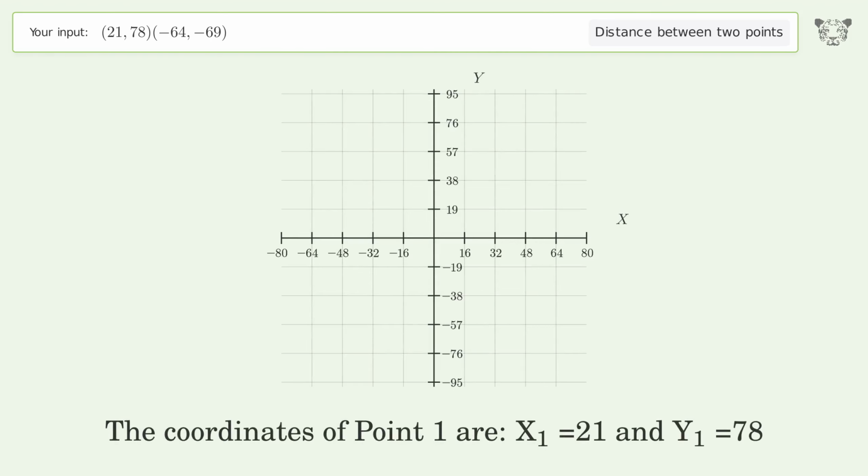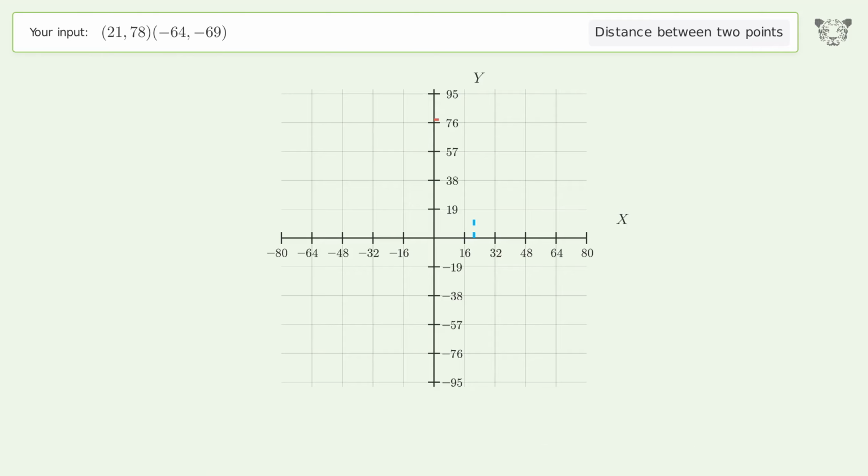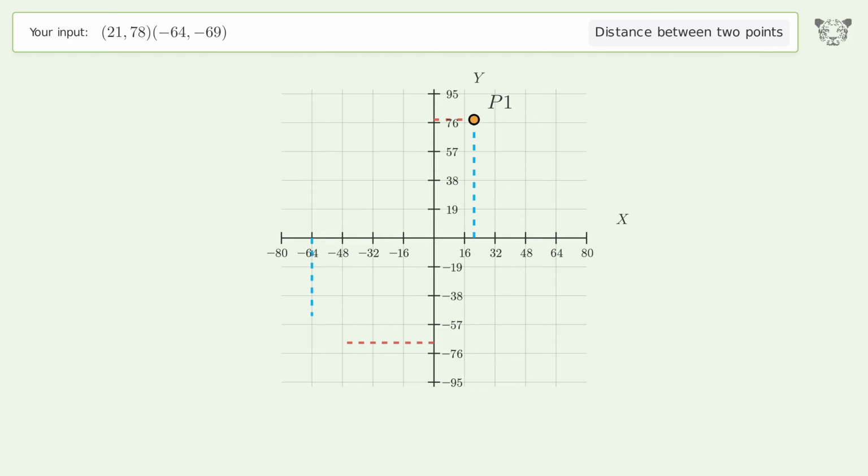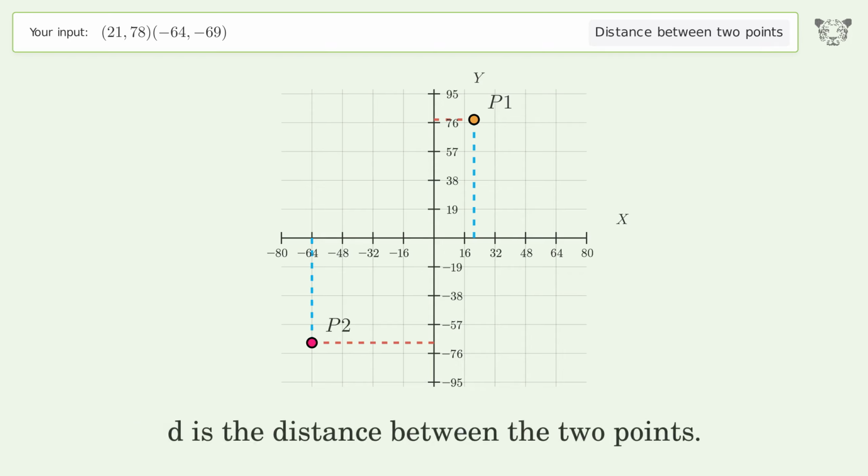The coordinates of point 1 are x1 equals 21 and y1 equals 78. The coordinates of point 2 are x2 equals negative 64 and y2 equals negative 69. D is the distance between the 2 points.